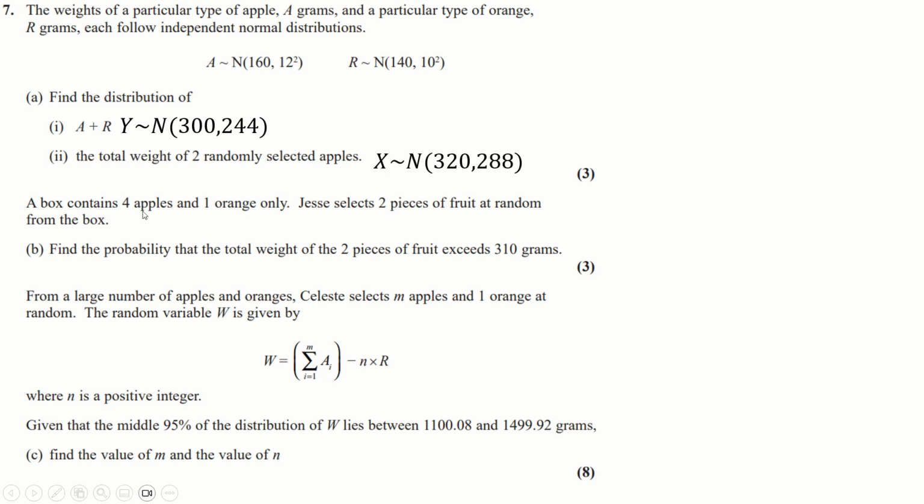A box of 4 contains 4 apples and 1 orange, and we select 2 pieces of fruit at random. Now, if you do that, one of 2 things can happen. Either you can get 2 apples or you can get 1 apple and 1 orange. You can't get 2 oranges because there's only 1 in there. So let's just think about the first case first. Let's think about what happens if you get 2 apples.